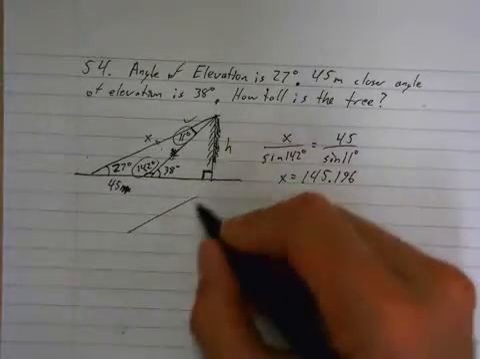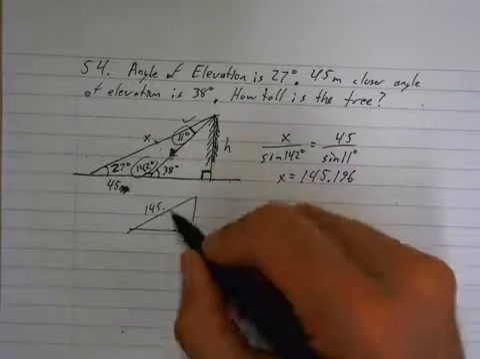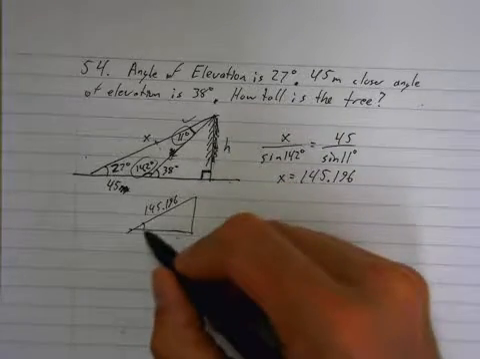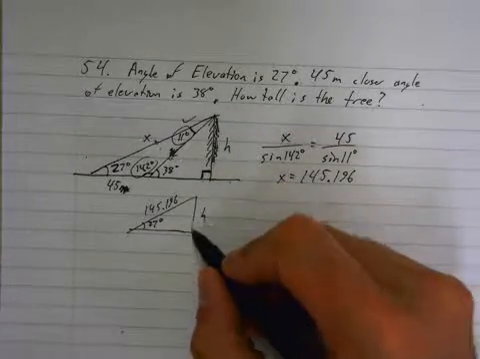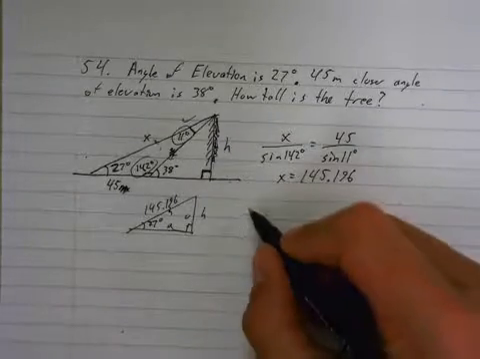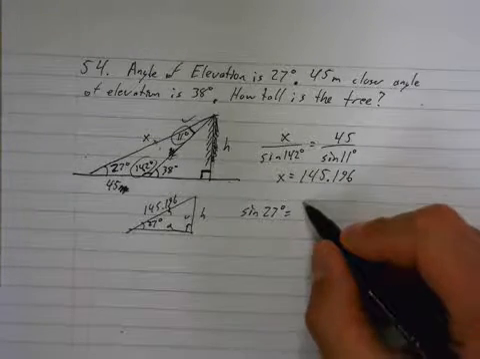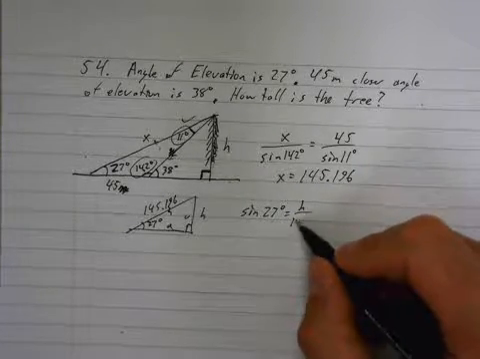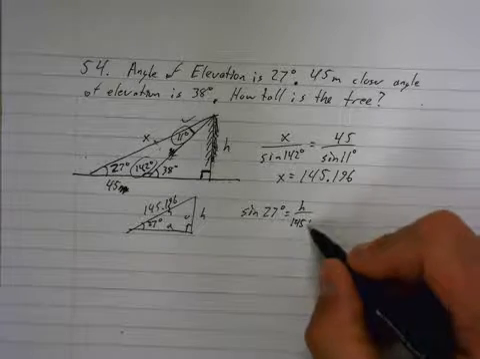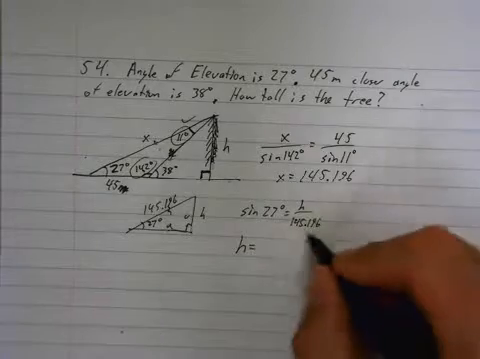Okay, now, see that big triangle there? This is 145.196. This is 27 degrees. This is the height. So I'm going to label this with O, H, and A. And notice that we now have that the sine of 27 degrees is equal to H over 145.196.